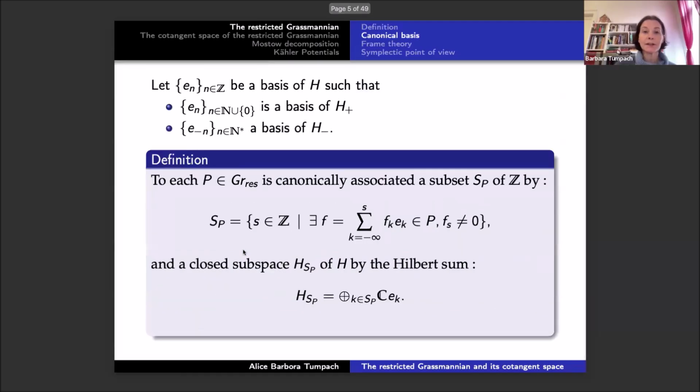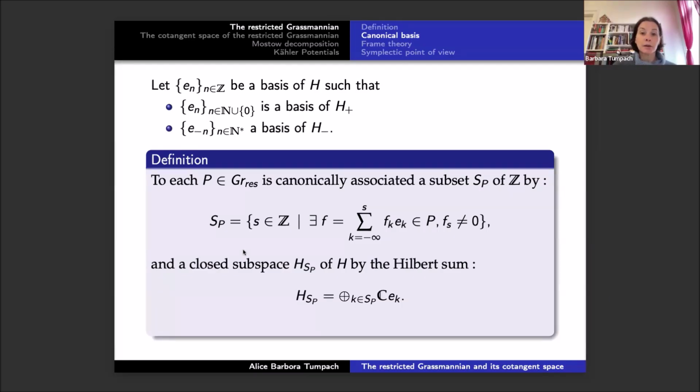So we will specify a Hilbert basis of the separable complex Hilbert space H, and we will denote it by e_n, with indexes in Z. The indexes 0, 1, 2, 3, and so on will be the basis of H plus, and the negative indexes will correspond to the basis of H minus.